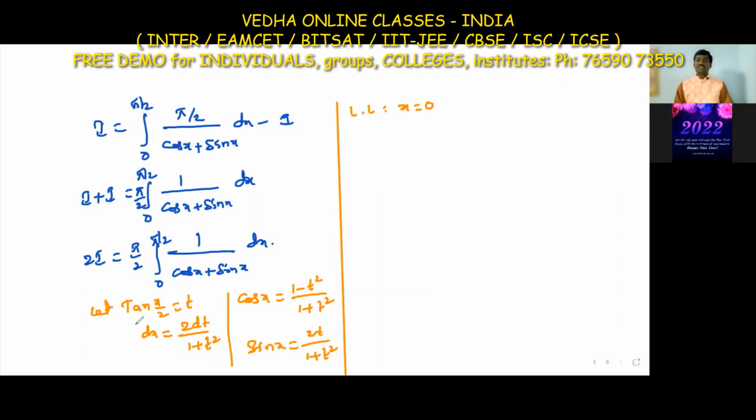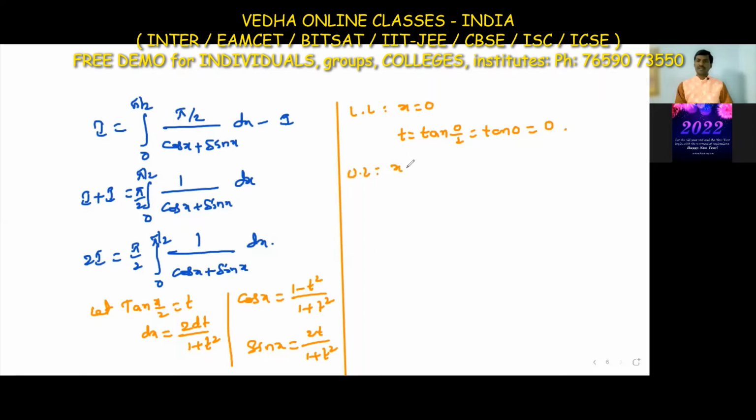Then what is the t value? t is nothing but tan x by 2. So t is equal to tan x by 2. Tan x by 2 means tan 0 by 2. That means tan 0 value is 0 only.